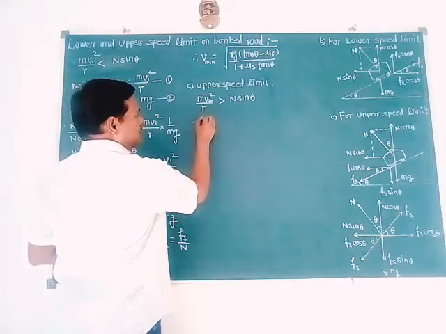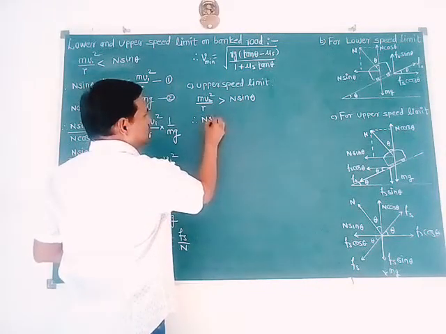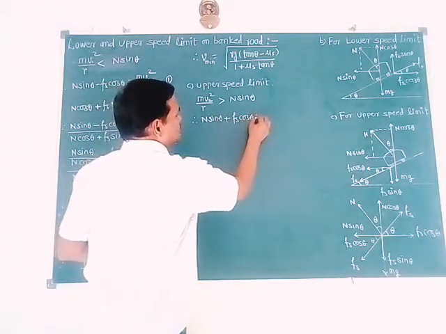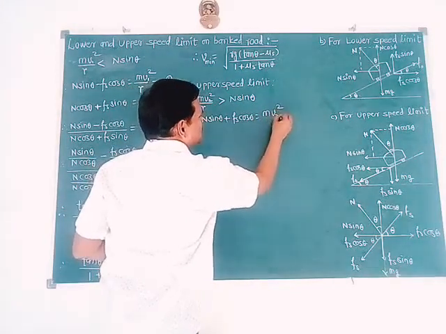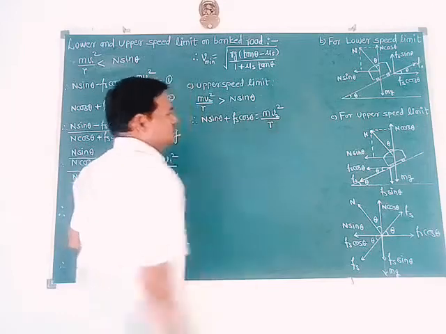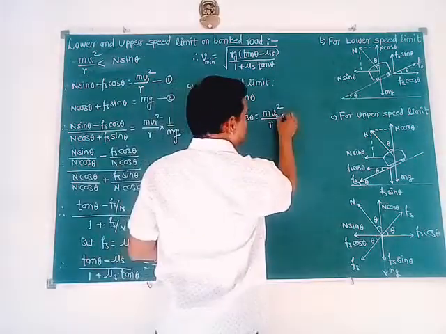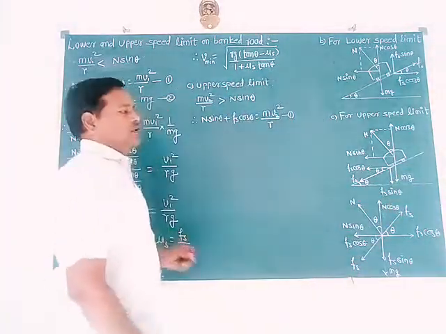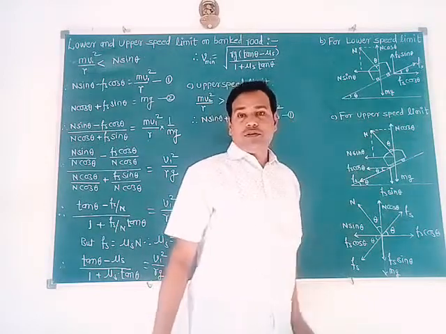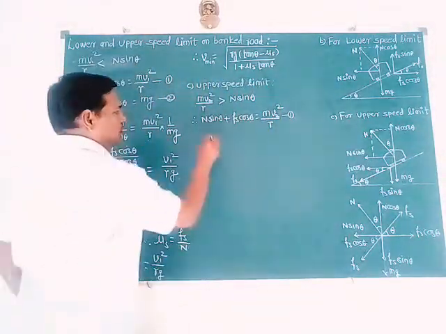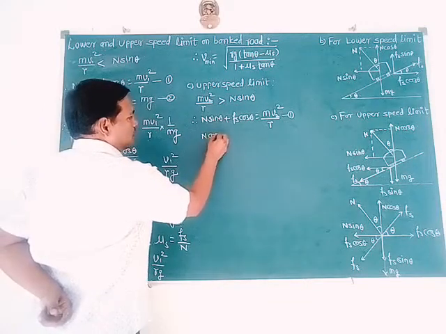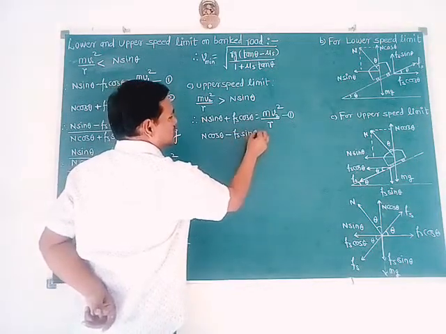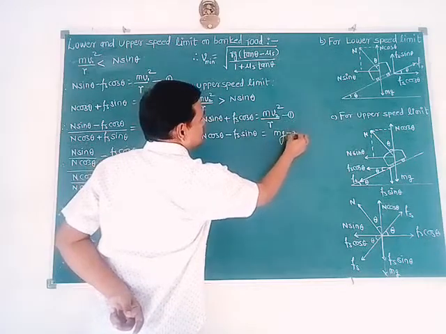Therefore, we can write n sin of theta plus Fs cos of theta equal to mv square, consider this as 2, divided by r, and call this equation number 1. And similarly this mg plus Fs sin theta equal to n cos theta, means we can write this as n cos of theta minus Fs sin of theta equal to mg. Call this equation number 2.